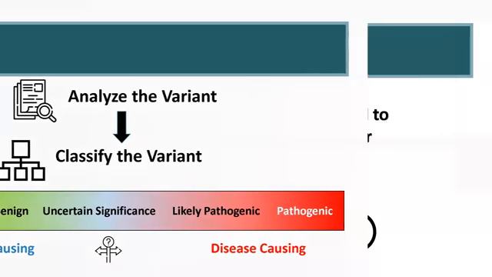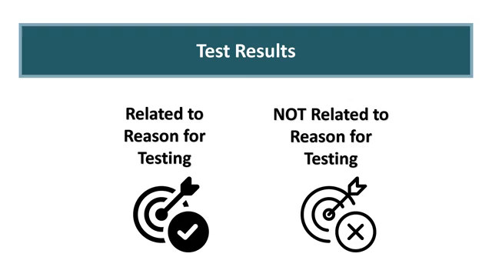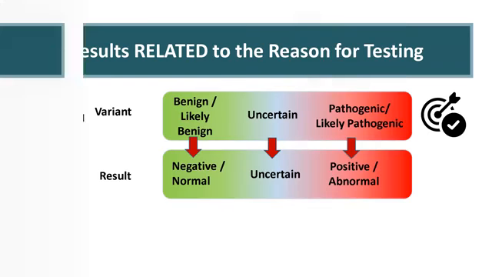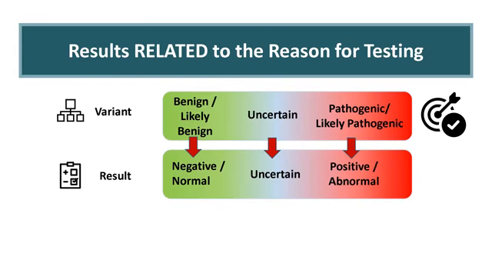Genetic test reports are different from other test reports you may have had in that, in addition to containing results that are related to the reason for testing, the test report may contain results that are unrelated to the reason for testing. The 3 possible results related to the reason for testing are negative, also called normal, positive, also called abnormal, or uncertain.